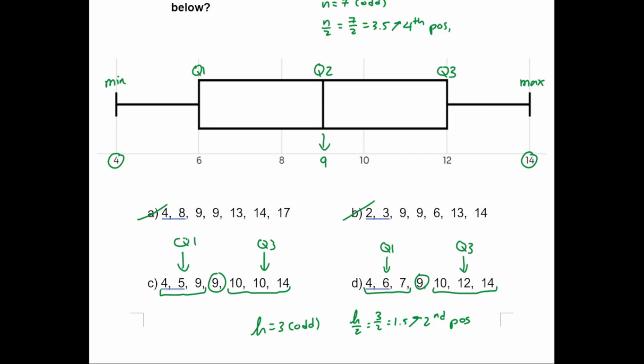So for C, my Q1 is 5 and my Q3 is 10. That does not agree with my box and whisker plot at all. We can cancel that one out. For D, my Q1 is 6, Q3 is 12. Yeah, that works. So question 1, the answer is D.